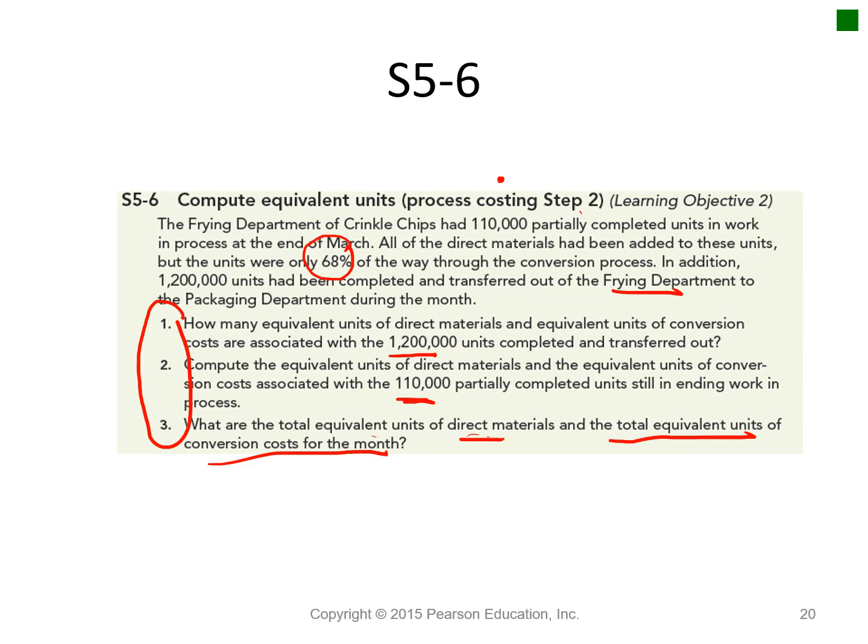Okay, so we'll need this 68%, by the way, because that's going to help us do our math for converting the conversion cost. The key here is also it says all of the direct materials had been added to these units. So regardless of anything, think of all of your direct materials as 100% complete. So regarding your equivalent units, whatever your units are given, guys, that's going to be your equivalent units for direct materials regardless. So the 110,000 and the 1,200,000, all of that is going to be 100% complete for your direct materials regardless of what they're going to do.